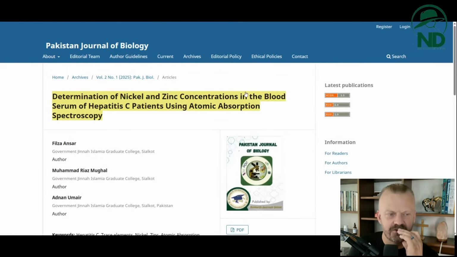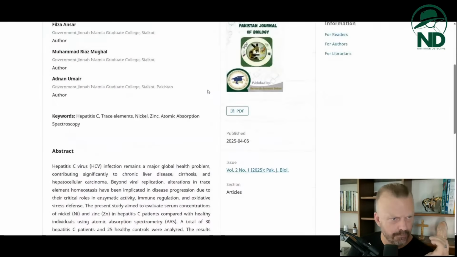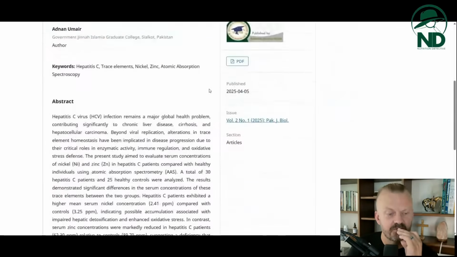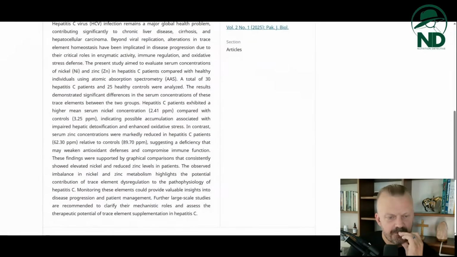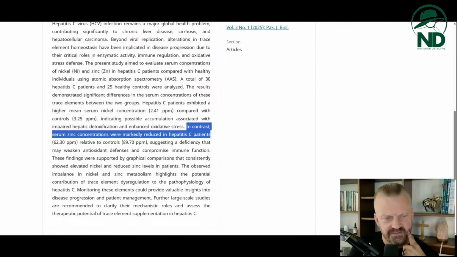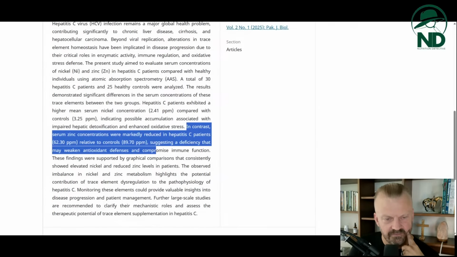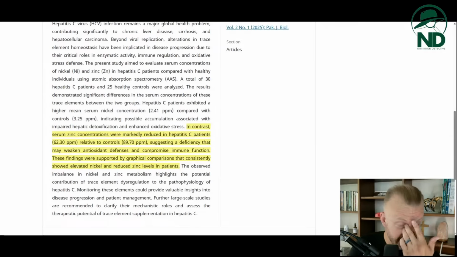Determination of nickel and zinc concentrations in the blood serum of hepatitis C patients using atomic absorption spectroscopy, right? Spectroscopy, yes. Just wanted to say the word right. Well, let's see. I see the zinc right here. In contrast, serum zinc concentrations were markedly reduced in Hep C patients relative to controls, suggesting a deficiency that may weaken antioxidant defenses and compromise immune function. These findings were supported by graphical comparisons.